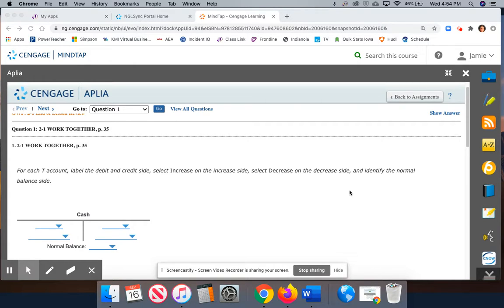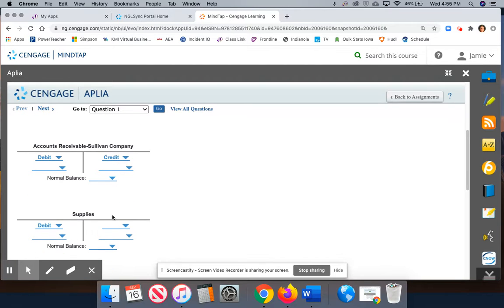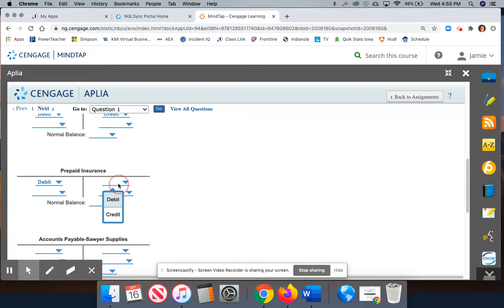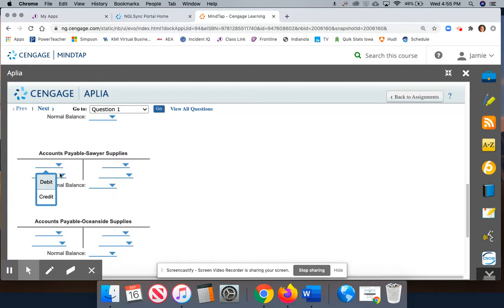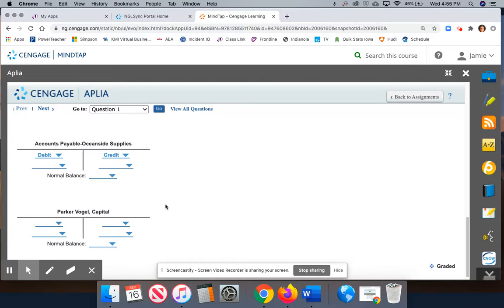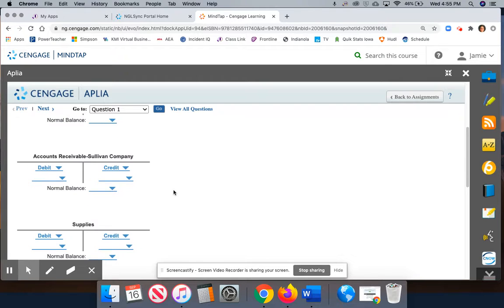So a couple things. You could go through and select debit and credit for every single one. Debit is always on the left. Credit is always on the right. Doesn't matter what the account is. Debit on the left, credit on the right. So you could pause this video if you would like. Go through, select debit and credit for every account. Debit on the left, credit on the right.